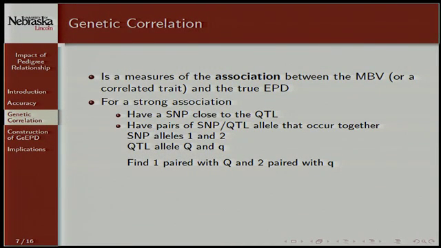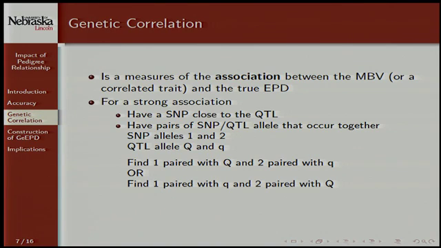The next thing is we have a SNP close to the QTL. It can't just be close to it. There has to be an association between the SNP alleles and the QTL alleles. There's a second test it needs to pass. And so we could have SNP alleles 1 and 2, QTL alleles, big Q and little q. And what we're interested in is finding a SNP allele close to a QTL allele where there's a matchup between the 1 and the 2 and the big Q and the little q. It could be that the 1 is paired with the big Q and the 2 is paired with the little q, or it could be flipped the other way.